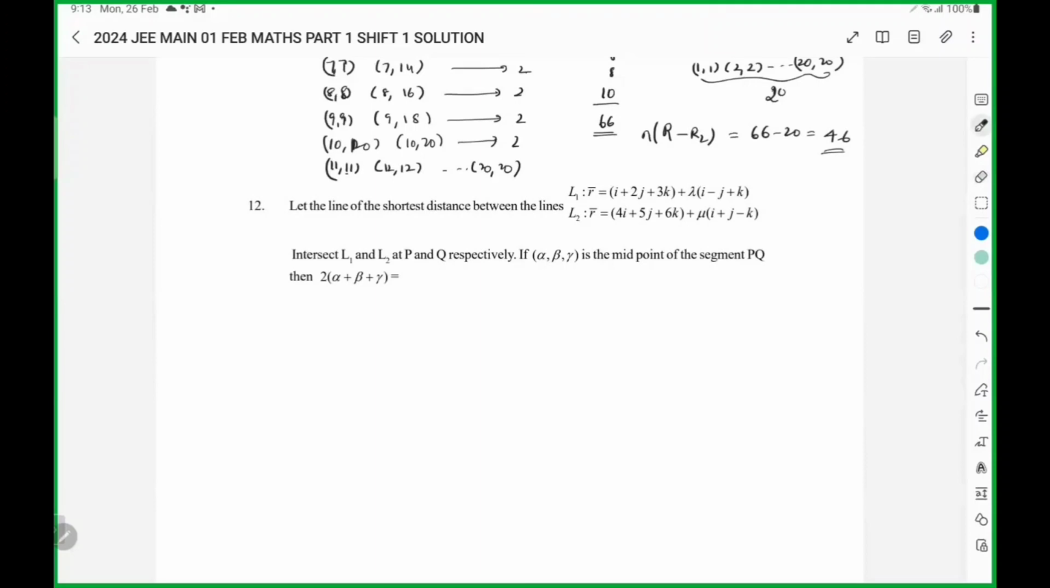So here let the line of shortest distance intersect L1 and L2. Here you have two lines given. So L1, L2, the shortest distance line is PQ.